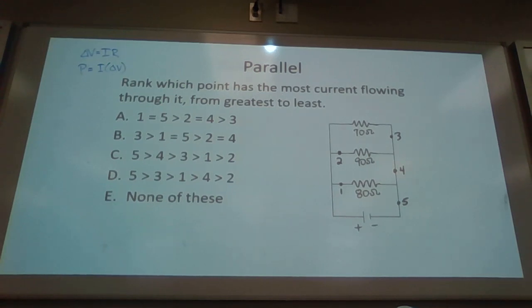No, because 5 is the junction. You pull this one out. What would happen? Final answer C. Correct answer is C.